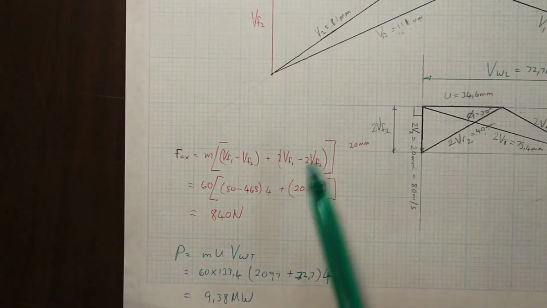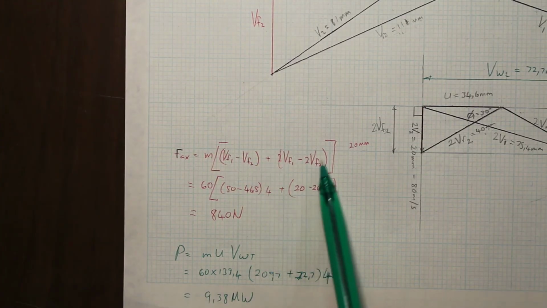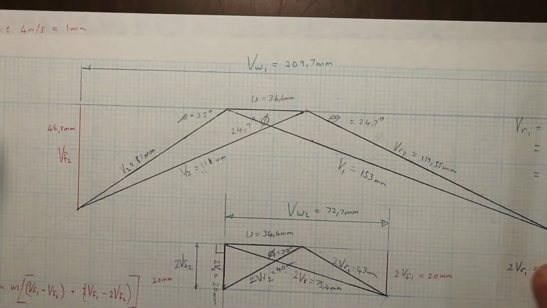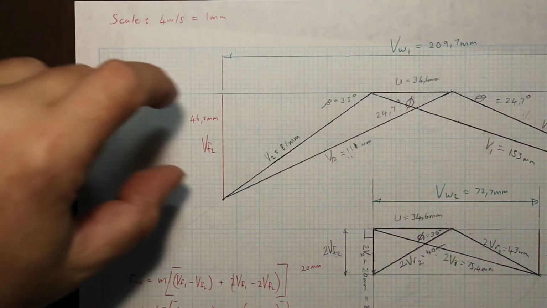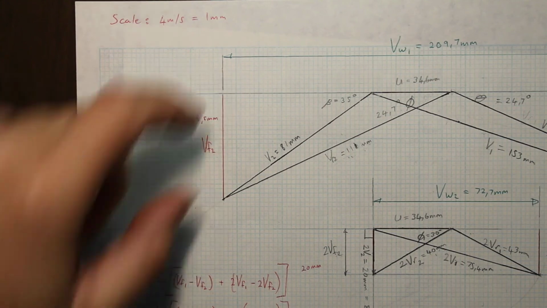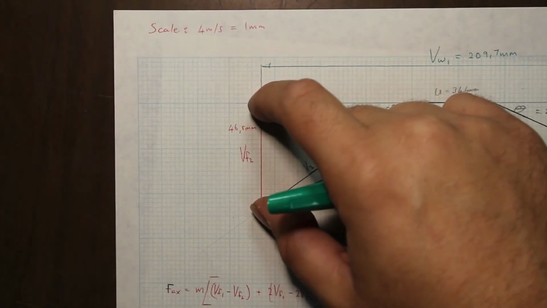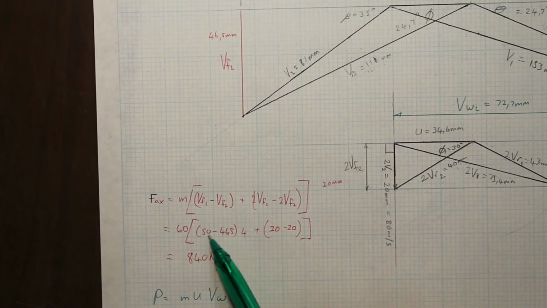Firstly, this part here is for the first row of moving blades, plus the force from the second row of moving blades. If we look at the diagram, what's Vf1? We have to measure this length here. That's your velocity of flow 1, minus the velocity of flow 2. So that's for the first set. I got this to be 50 millimeters minus 46.5 millimeters, and I had to multiply that by the scale, 4. So I minus those two, and then multiply by 4 for the scale. You mustn't forget that.